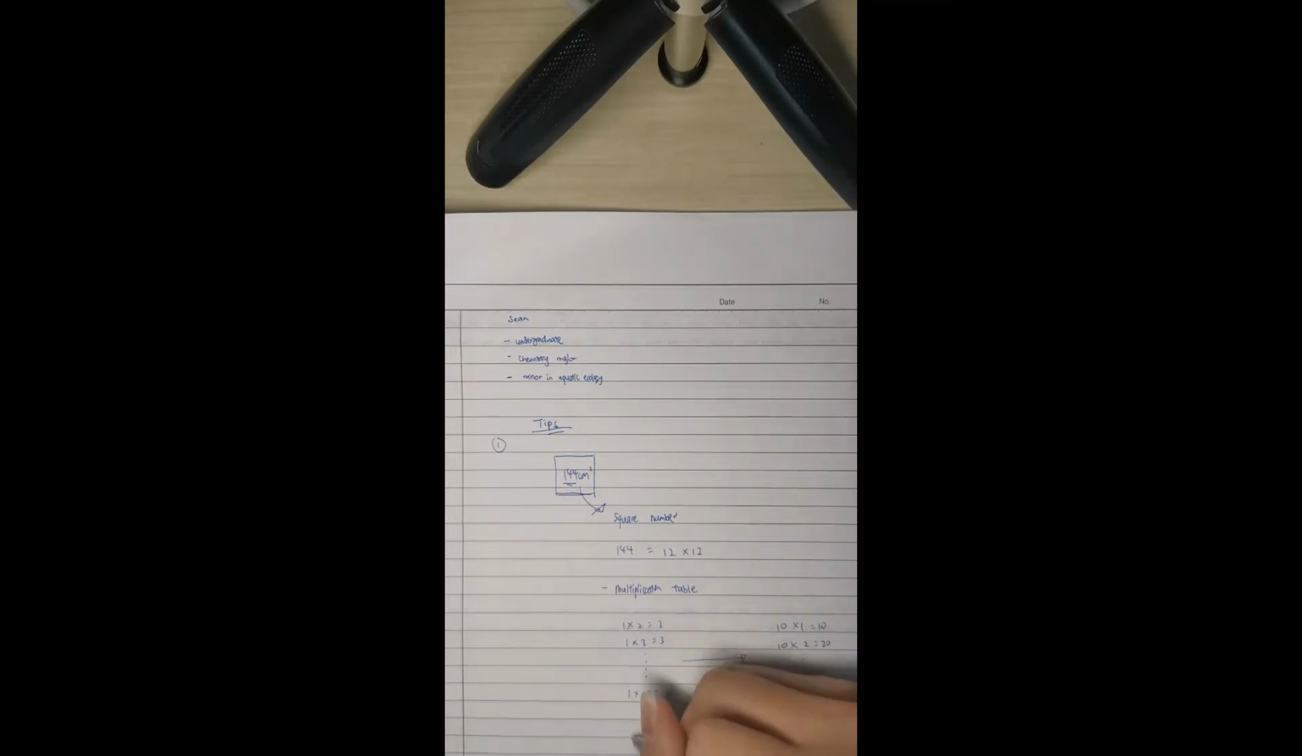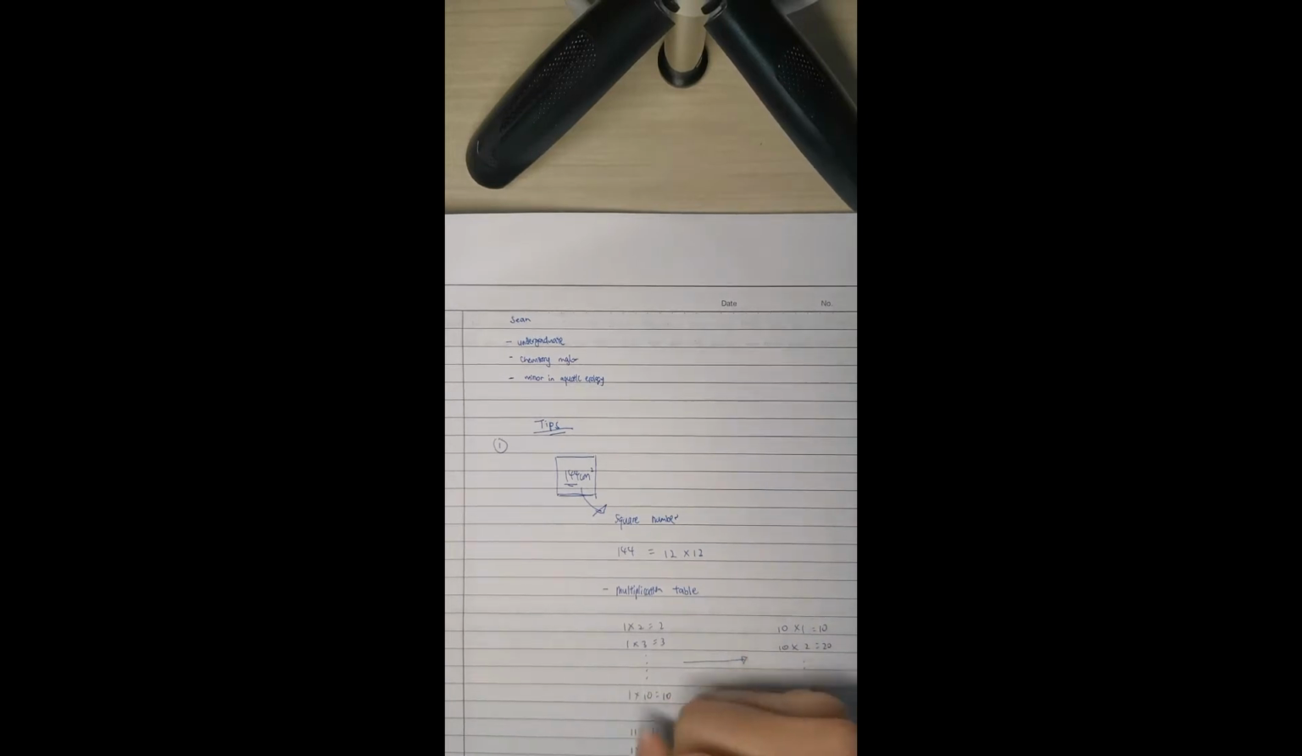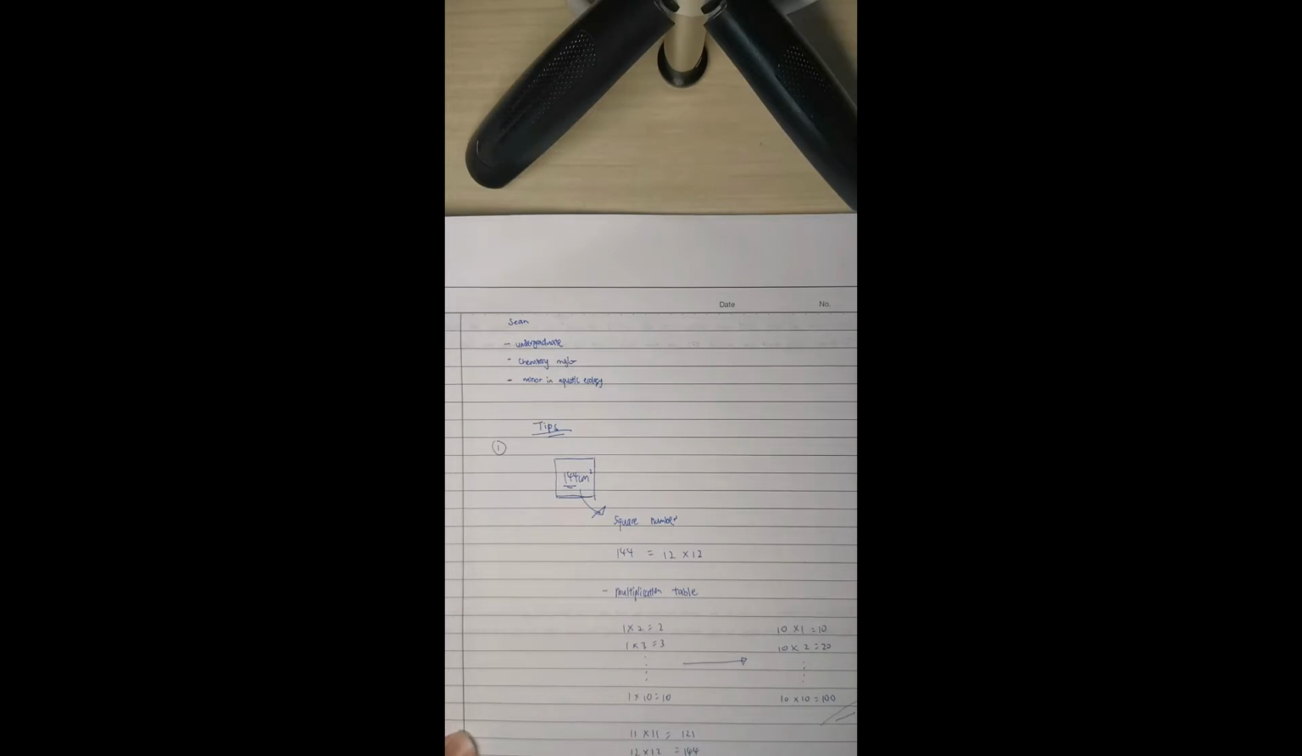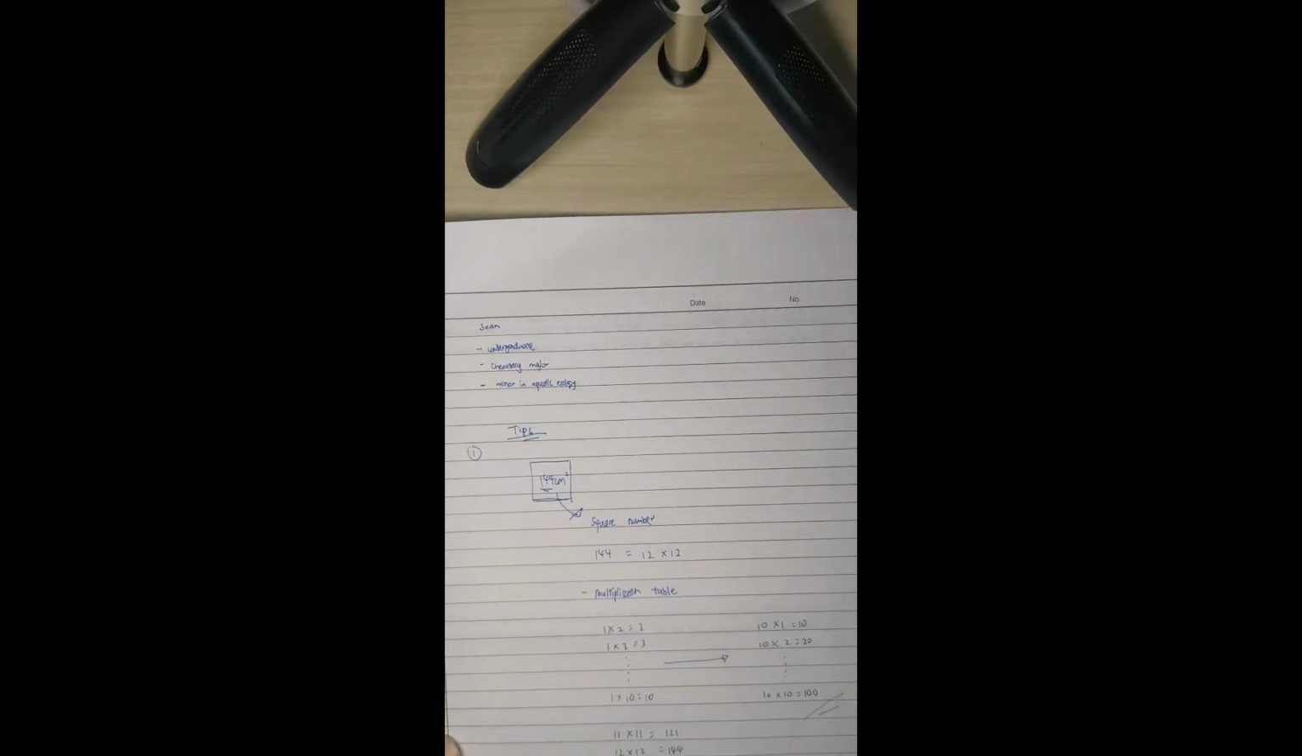For example, I feel it's very important to know 11 times 11, which is 121, 12 times 12, which is 144, 13 times 13, which is 169, 14 times 14 equals 196, 15 times 15 equals 225, and so forth. These are the square numbers. Sometimes I think cube numbers are also equally helpful for students, especially if they want to solve problem sums fast.